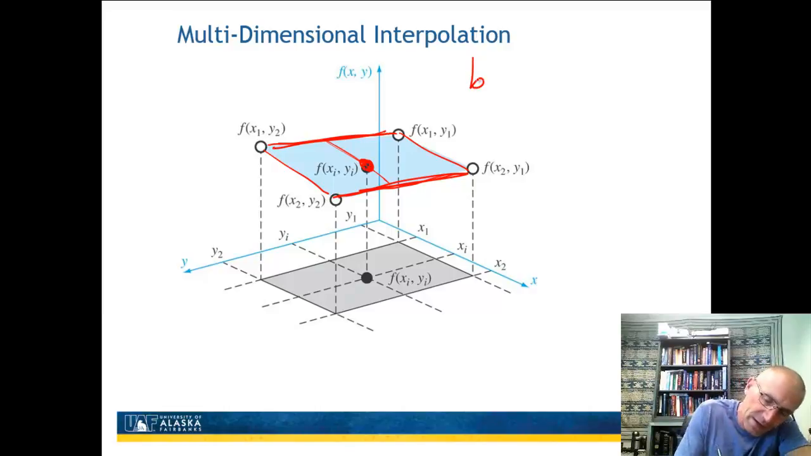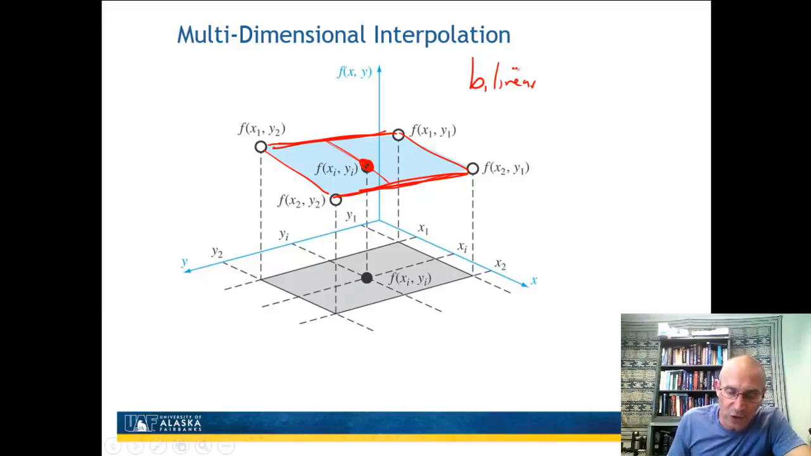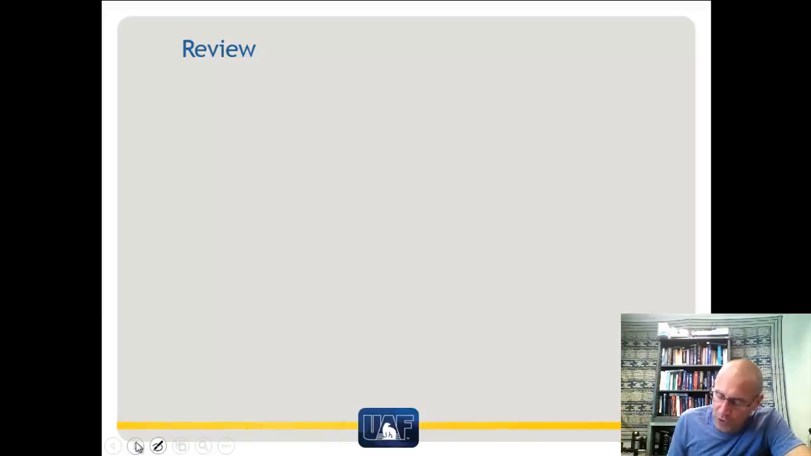This is called a bilinear interpolation, because it's a linear interpolation in two different directions. And so you can end up with similar equations for trilinear or any number of higher-order multidimensional interpolations that you want to do. And that's as much as we're going to mention here. We're not going to do anything of higher order further. So let's go ahead and review what we looked at.